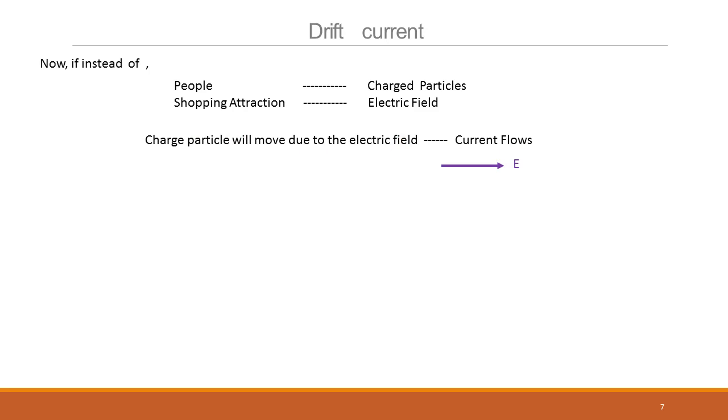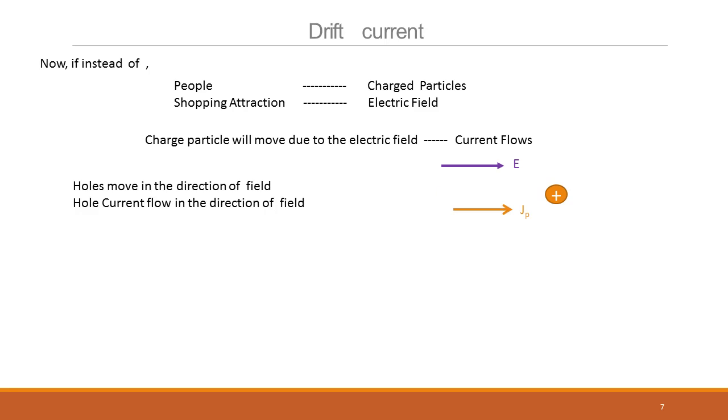Let the direction of the electric field be from left to right as shown here. A hole, or a positively charged particle, will move in the direction of the field. If a hole moves in the direction of the field, the current is also set up in the direction of the motion of the positively charged particle, in this case from left to right. We call this current density J subscript P. J stands for current density, P represents that it is because of the motion of a positively charged particle.